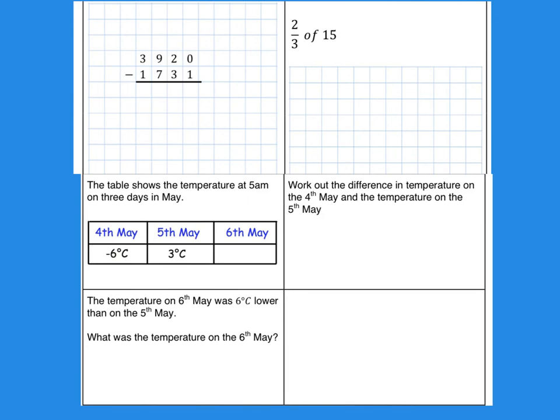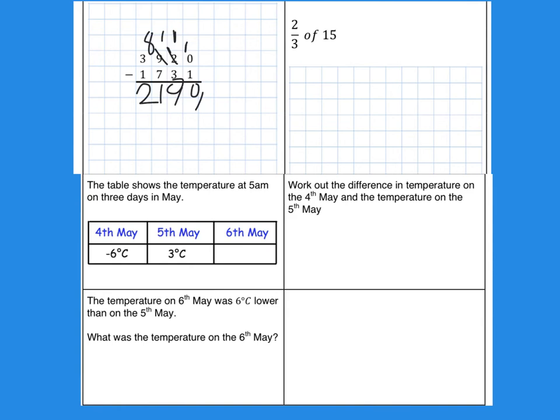Okay, so the first question here, we need to borrow a 10, so 0 take away 1 we cannot do, so we need to borrow. So make this 1, and this becomes 10, so 10 take away 1 is 9. 1 take away 3 we can't do, so we have to borrow again. So that becomes 8, and this becomes 11. 11 take away 3 is 9. 8 take away 7 is 1. 3 take away 1 is 2. Okay, so 2,199.